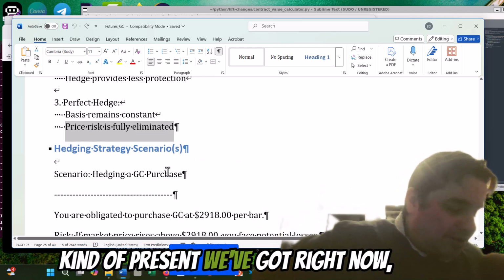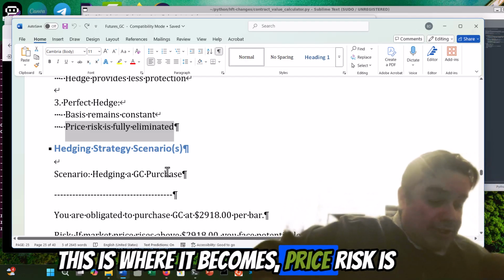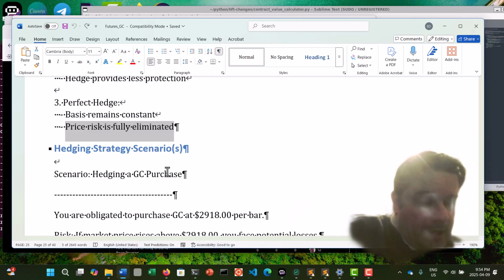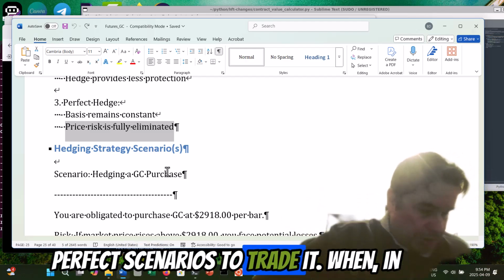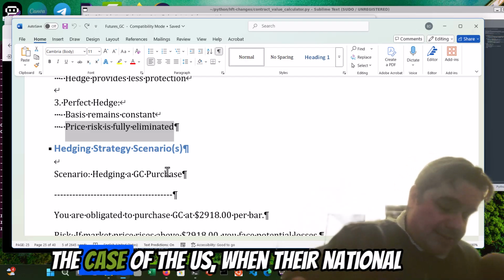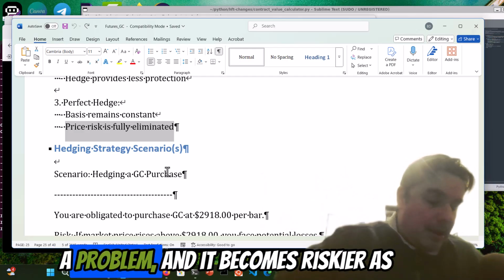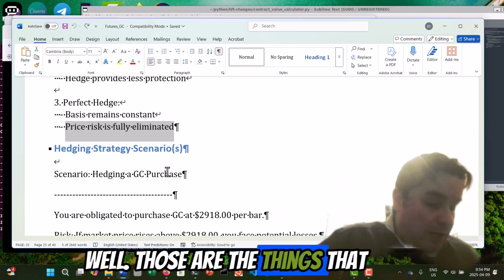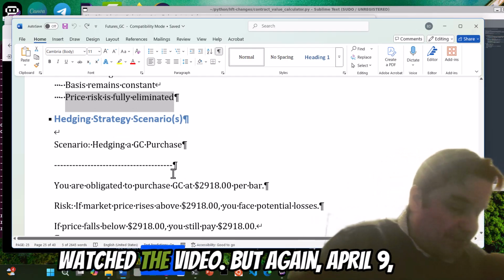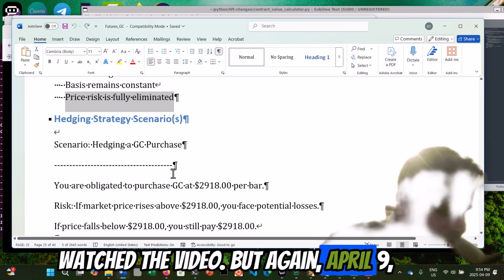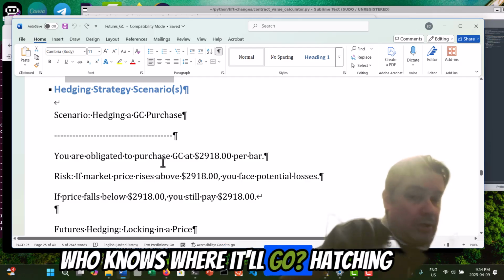When you're dealing with the kind of president we've got right now, price risk is risky. It's not stable. So it's not the perfect scenario to trade in. In the case of the U.S., when their national debt goes up, Treasury becomes a problem, and it becomes riskier as well. Those are the things we face today. I don't know when you watch the video, but again, this was recorded April 9th, 2025. So who knows where it'll go.